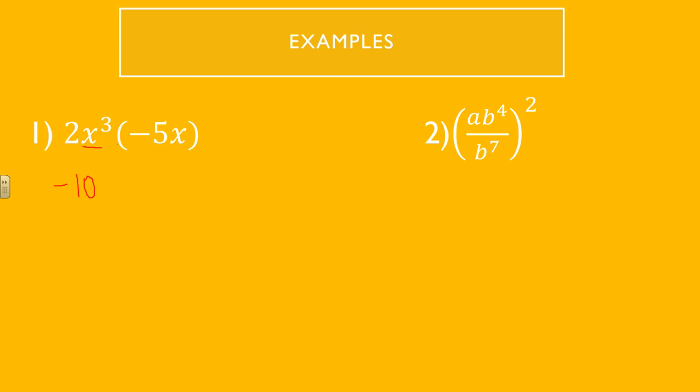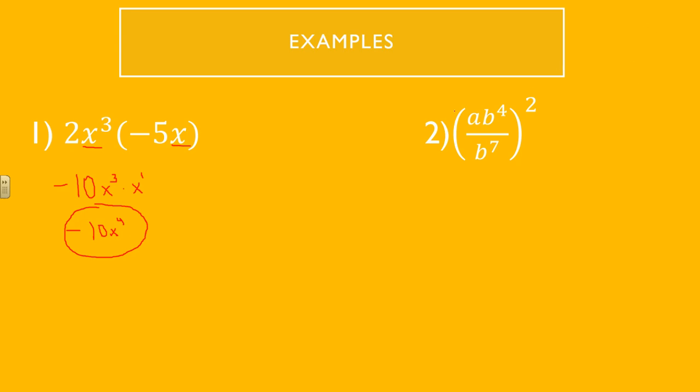And then I have x to the third times x. Notice I have x to the third times x. Well, we know when you're multiplying exponents, you have to add them. Remember, there's a 1 exponent for this x that you just don't see here. So if I'm multiplying these two numbers, I have to add the exponents. You end up getting negative 10 x to the fourth power. This would be your final answer here.